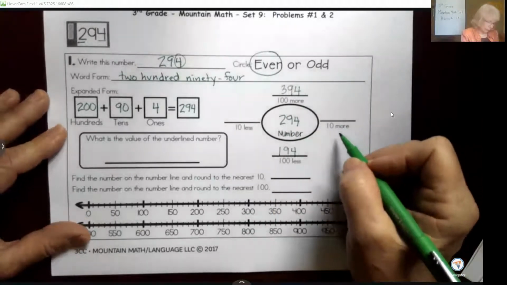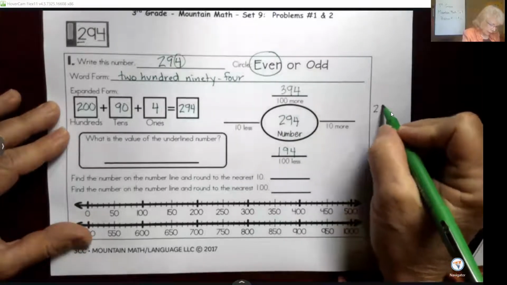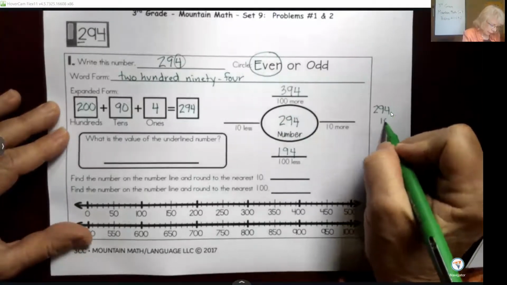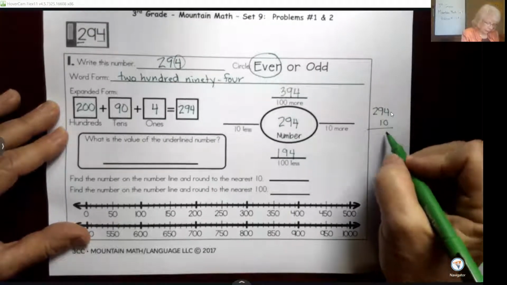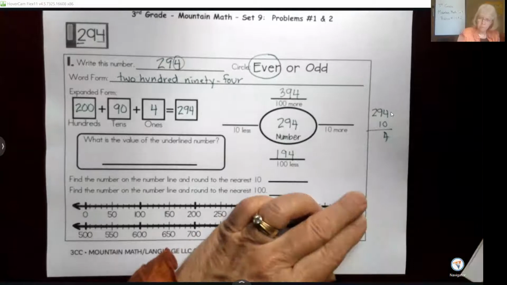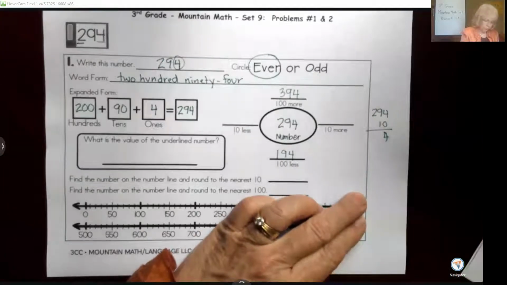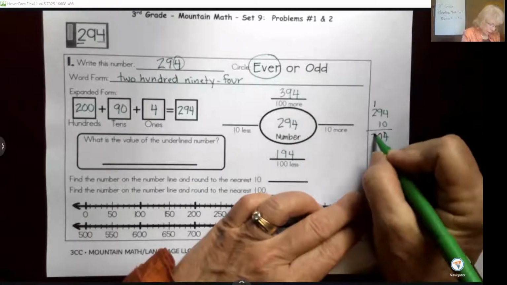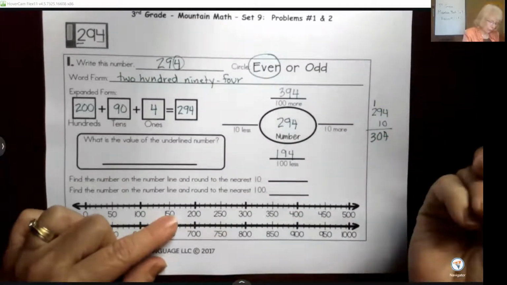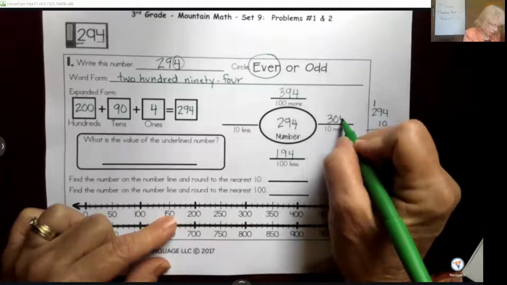Ooh, 10 more is a little tricky. So let's come over here and add 10 more because we have to bump up and regroup. So we have 4 plus 0 is 4. And we have 9 plus 1 is 10. Carry the 1. So 10 more is actually 304.